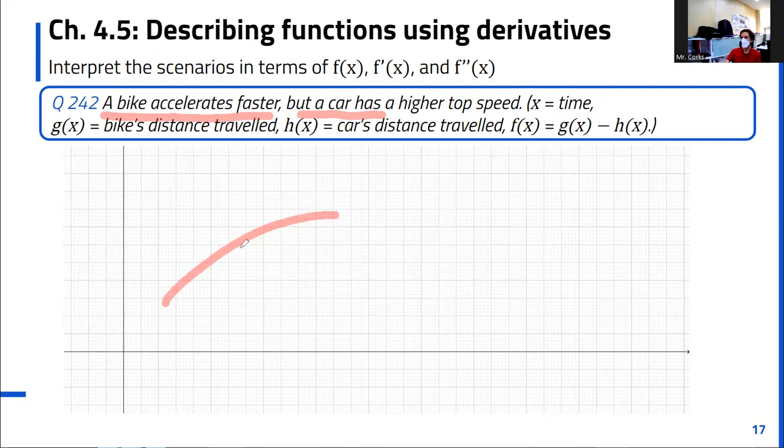So it doesn't... sorry, that is decelerating. Sorry, let me just think about this one more time.